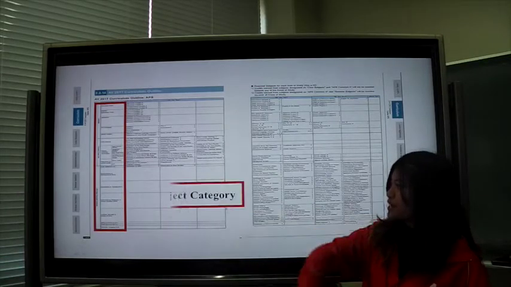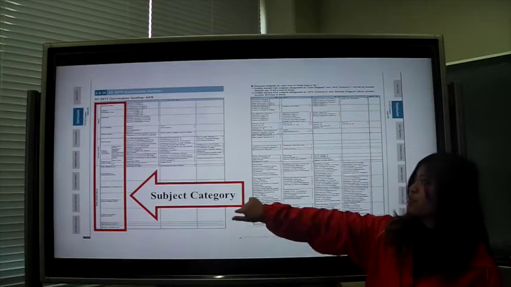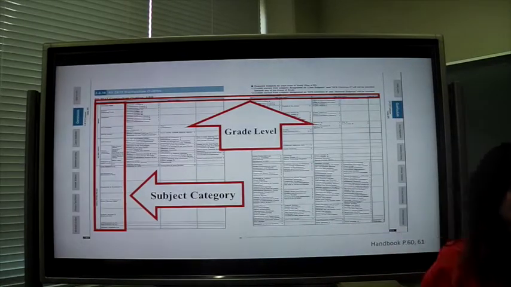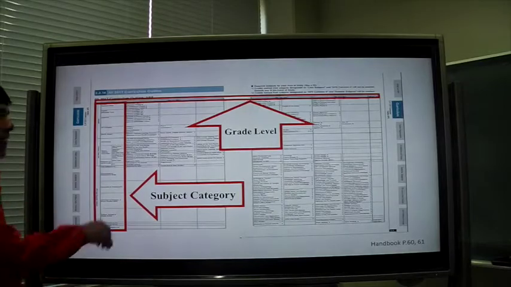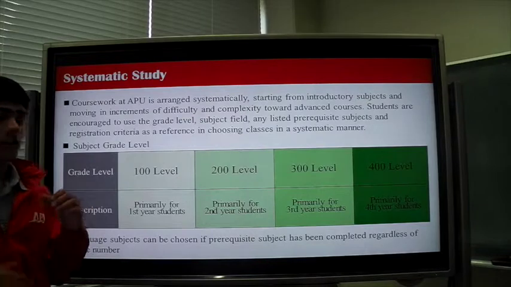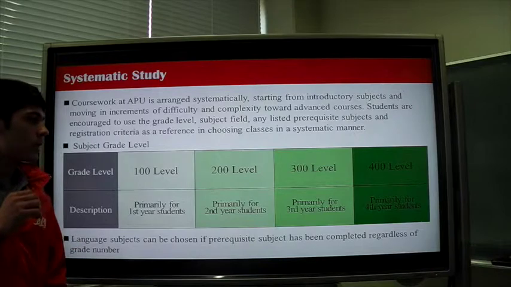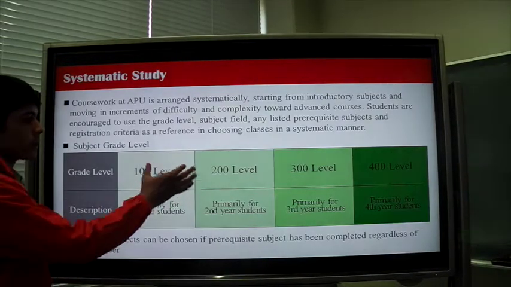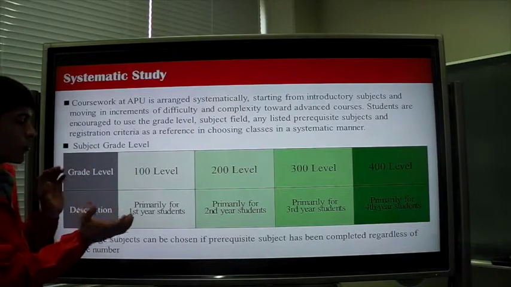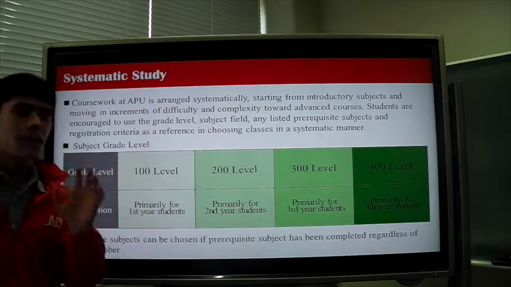Furthermore, you will find on the leftmost column the subject category, and on the upper row you will have the grade level. Now I'm going to explain what grade level is. In APU, we have a systematic study system which applies difficulty levels to each subject. Each subject has a grade level, divided into 4 groups: 100, 200, 300, and 400 level subjects. 100 level subjects are for first year students, 200 level subjects are for second year students, and 300 and 400 level subjects are the same.